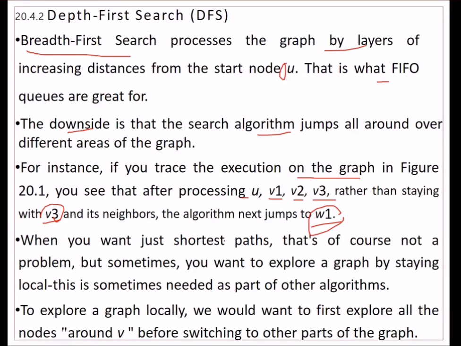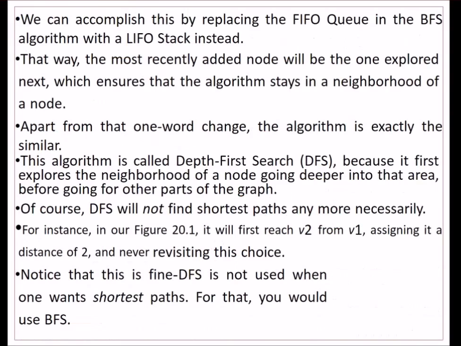So when we want just the shortest path, that's of course not a problem. But sometimes you want to explore a graph by staying local, not jumping here and there. This is sometimes needed as part of another algorithm. To explore the graph locally, we would want to first explore all the nodes around V before switching to any other part of the graph.